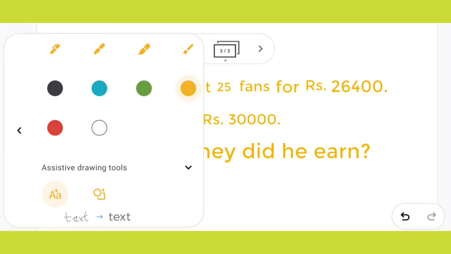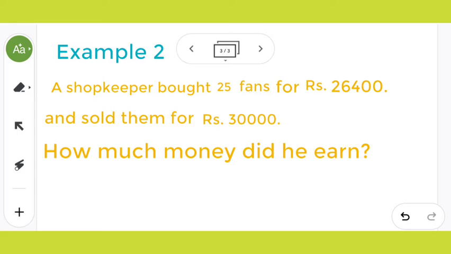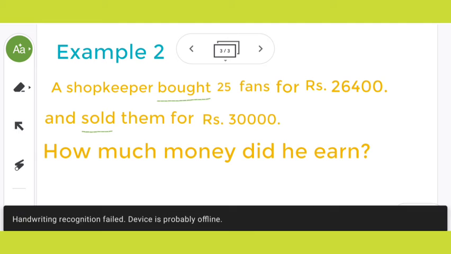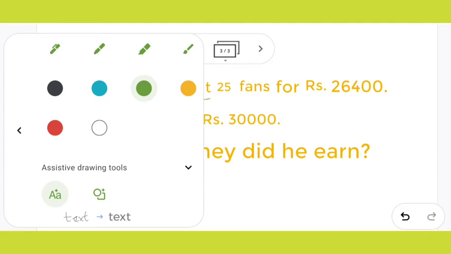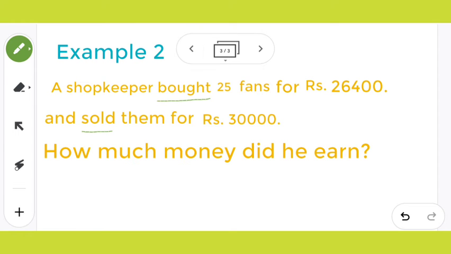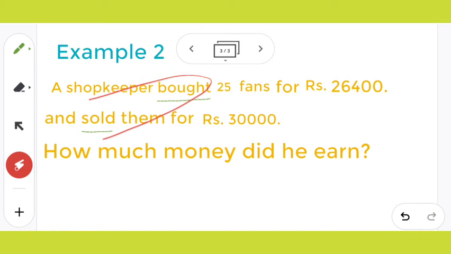Okay, so I am underlining it. Listen here, bought and sold are both opposite words. Remember, they are opposite words. So if they are opposite words, then you have to do the subtraction. So this is the keyword here, bought, sold. These both are opposite words, so you will do the subtraction. So let's write the statement for this problem.